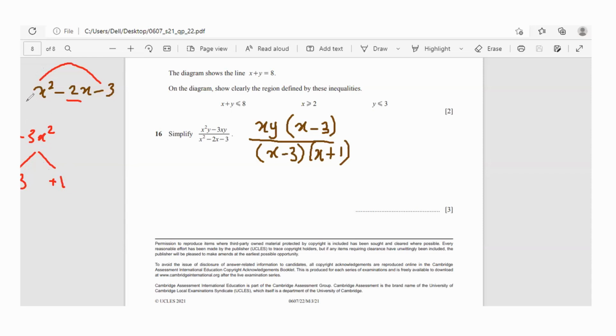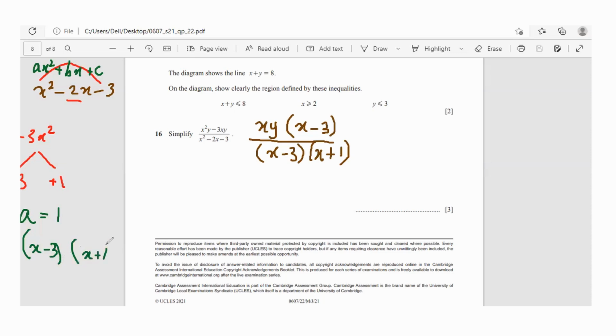So when a is equal to 1, let me use a different color. I already taught you that this should be in the form of ax squared plus bx plus c. When a is equal to 1, you don't have to go through all those steps. You can write it as x minus 3 and x plus 1. That is how Alicia got this answer.